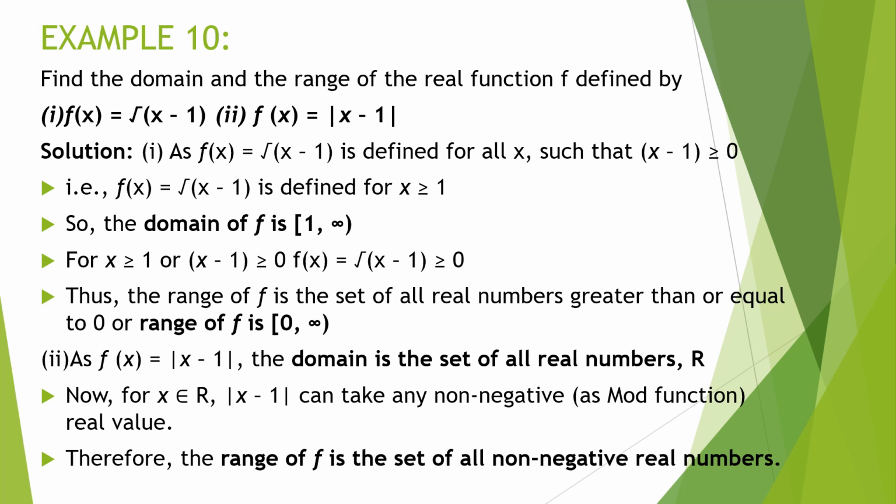In the second function, f(x) = mod of x minus 1. Now over here the domain is the set of all real numbers R, because it can take any value from the set of real numbers R. So domain is R. Now for any x belongs to R, mod of x minus 1 will always be positive.